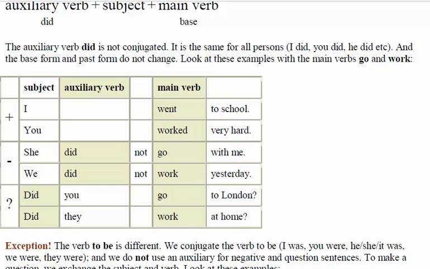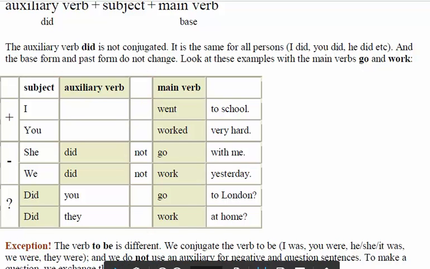You worked very hard. So this is for positive sentence. And what is for negative sentence? She did not go with me. You will notice along with the did we use the go first form. We did not work yesterday. Along with the did we only use the first form work, not the second form, and there is a negation in the negative sentences.